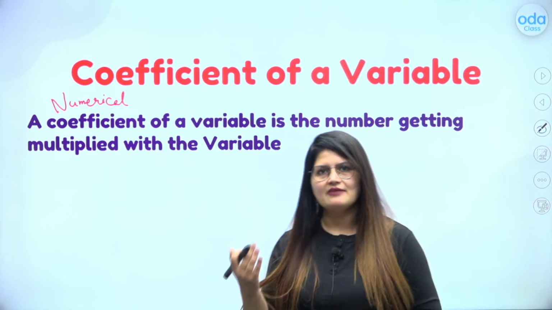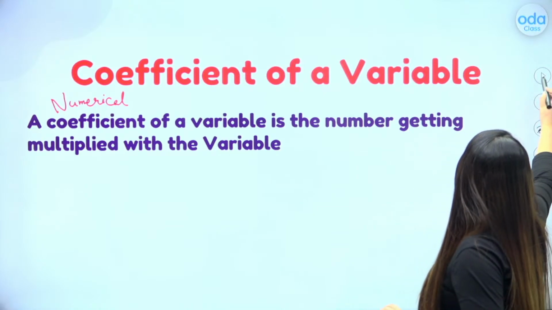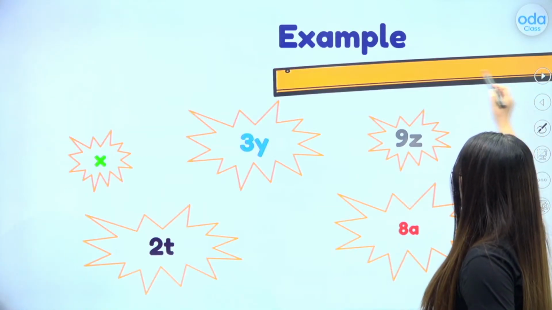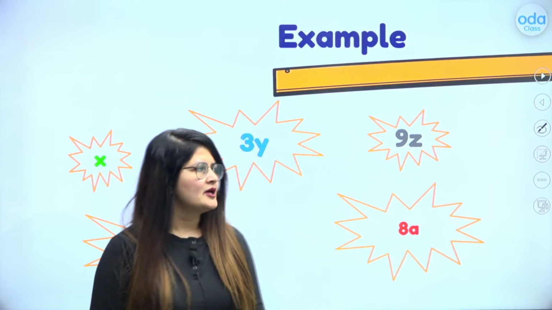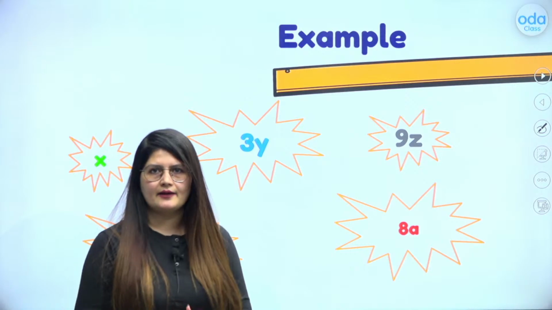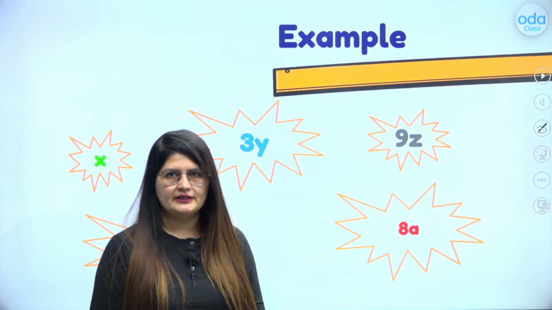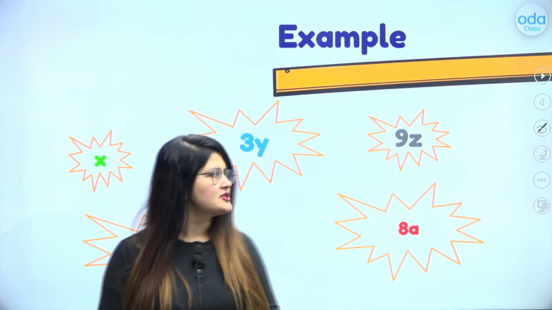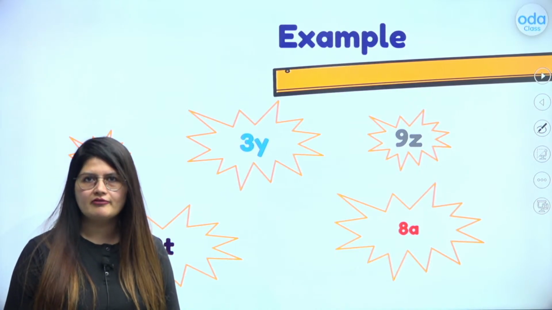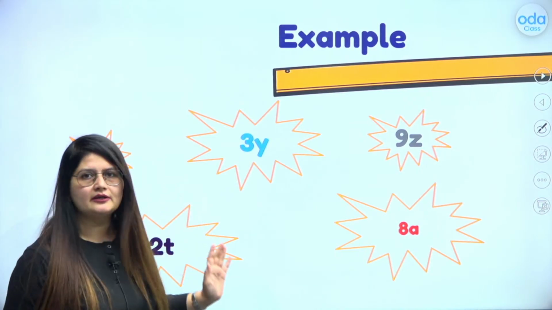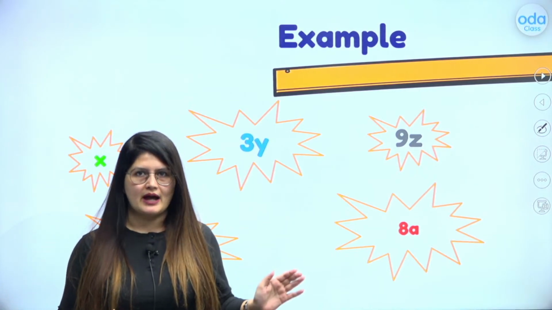Now it's time for us to find out some numerical coefficients. Let's say we are given 3y. What do we understand by this 3y? 3 is getting multiplied with y. So if I ask you who is the partner of y here? Tell me who is the partner of y? The partner of y here is 3, correct? Because 3 is getting multiplied with the variable which is y here.